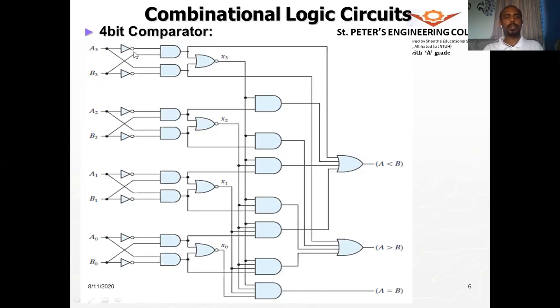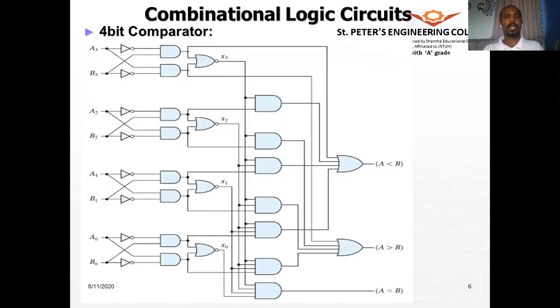It is 1. So 1 and B3 is 0, so 1 and 0 is 0. A3 is 0, B3 complement is 1, so 0 and 1, output of this AND gate is also 0. So again, 0, 0 are the inputs for the NOR gate. What will be the output of the NOR gate? It is 1. So we say that X3 is 1, saying that the bits A3 and B3 are same. Equality condition. Now let us say when A3 is greater than B3.